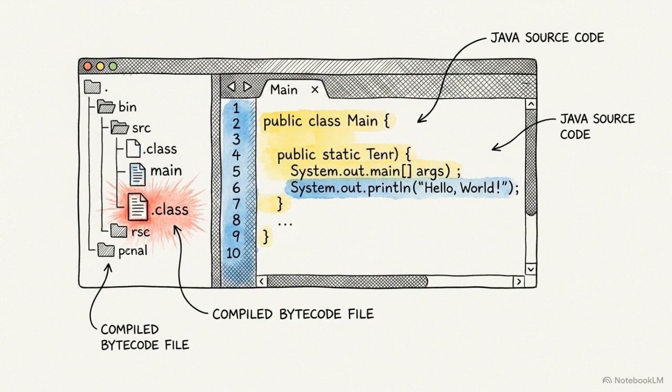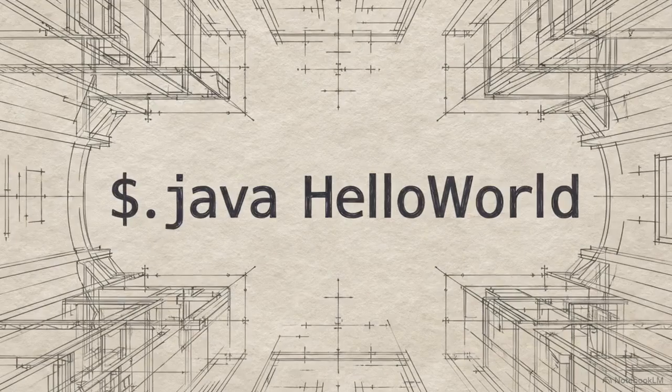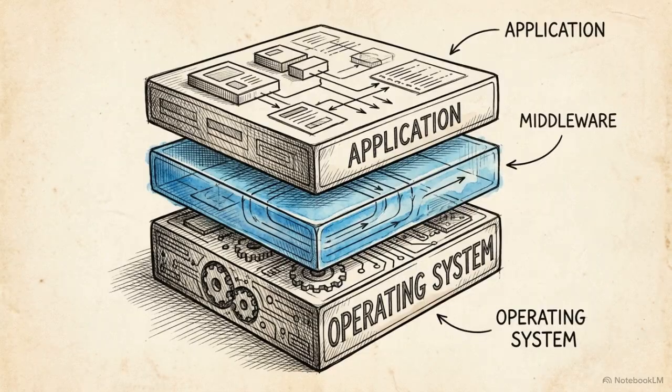You write your Java code, run the compiler, and generate a .class file. At this stage, it's just a static stream of bytecode. But the moment you hit enter, that file is immediately pulled into a hidden, massive, and highly structured environment. The Java virtual machine is an abstract computing machine.